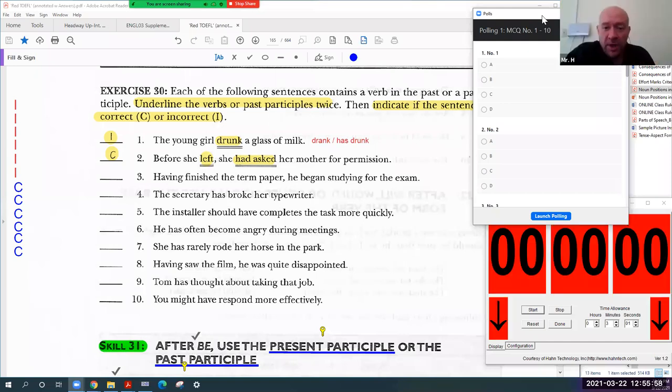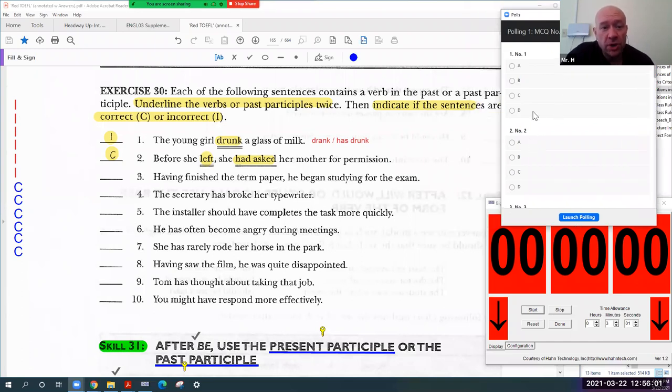Time is up. Okay, I'm gonna try something new today. I'm going to launch this poll, and you will have 10 questions here, okay? So everybody, I want you to answer number one. We'll choose A for incorrect. No. A for correct. Let's use A for correct. Okay. A for correct. Do you understand everybody?